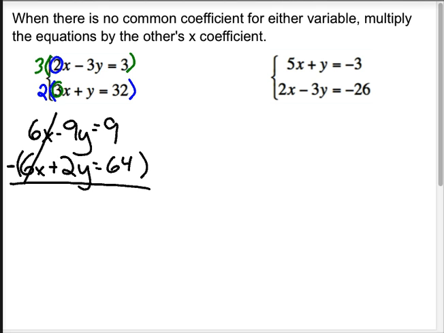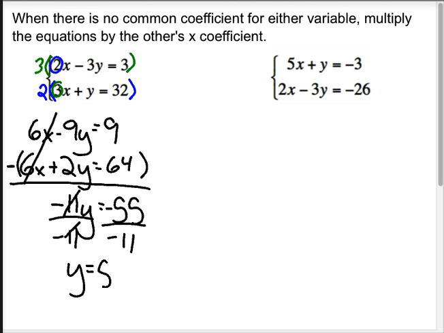So negative 9y minus 2y is going to be a negative 11y. 9 minus 64 is a negative 55. Divided by negative 11, so I get a y of 5. And now that I know what y is, now I can take that y and I can plug it back into one of the original equations.